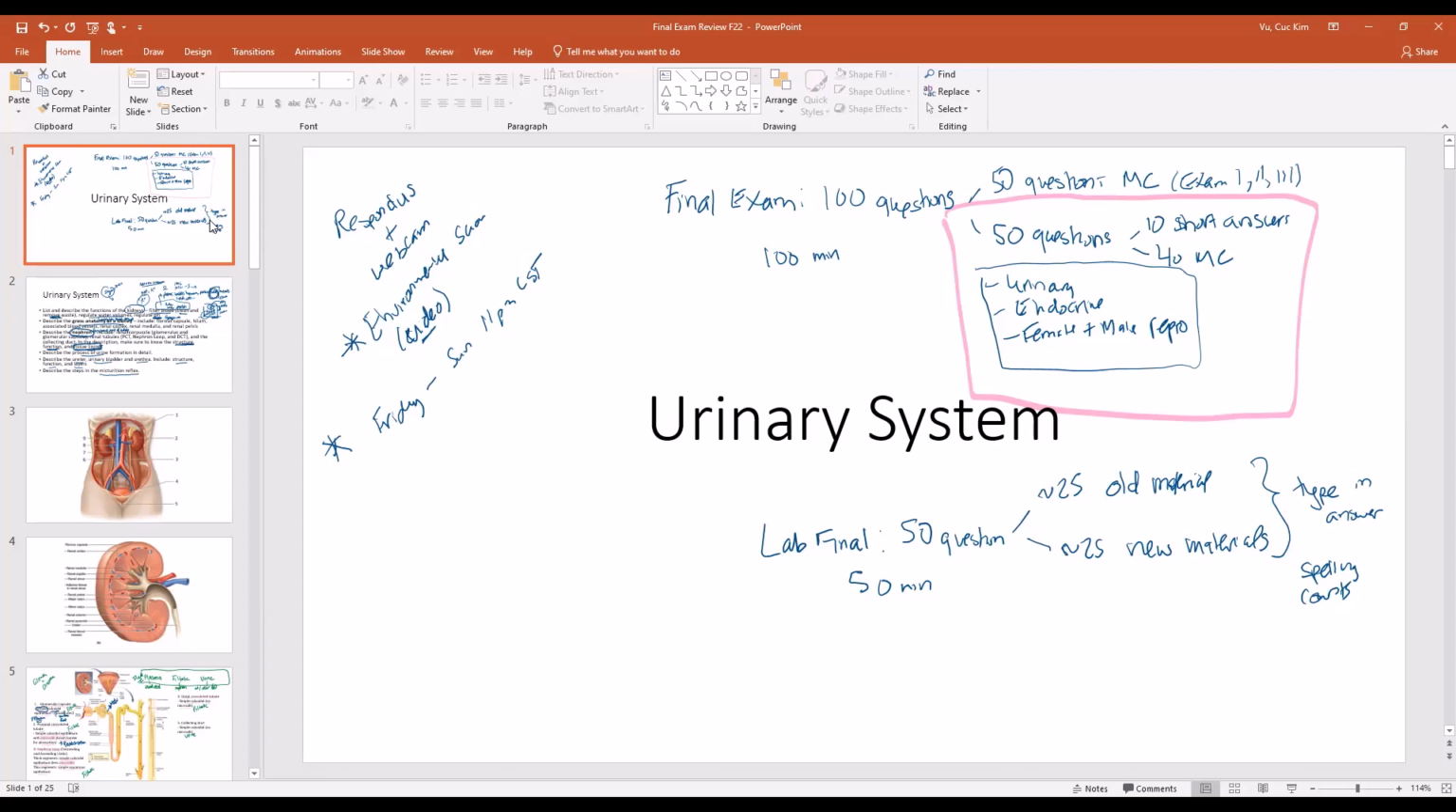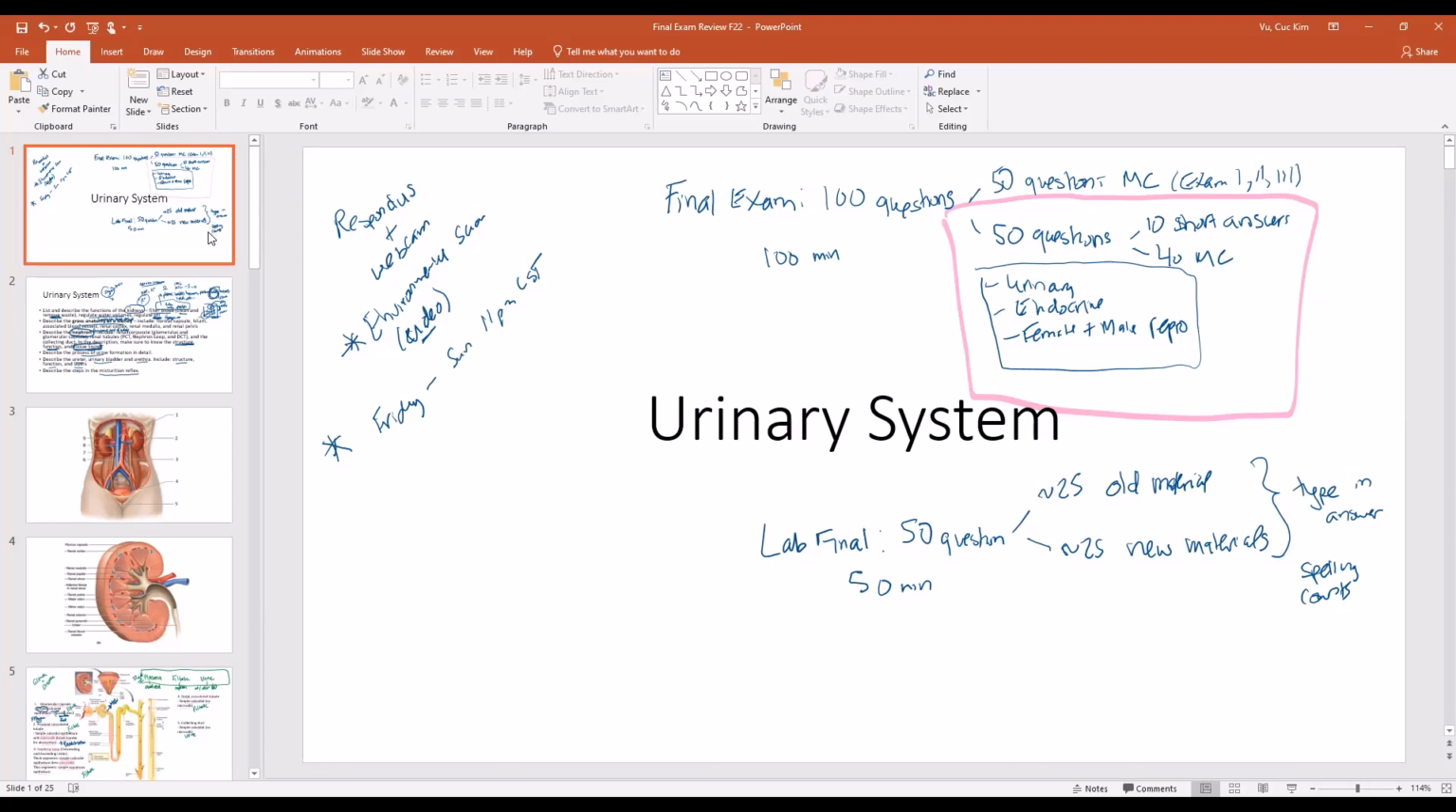And then for lab, pretty much straightforward: 50 questions, 25 on the old materials and 25 on the new materials. You type in the answers, you identify structures, or remember that some of our old materials was based on terminology. So understanding, for example, what's the region your elbow is called, or what's the region your feet are called, and so on. There are those types as well. And for everything in the lab, spelling does count. You have 50 minutes to do the 50 questions.